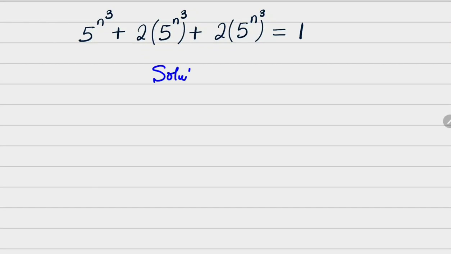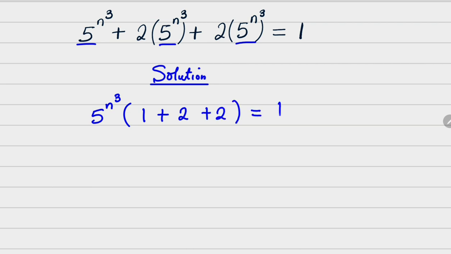So, with me here, we have a very interesting Olympiad question. We'll be solving it together. Now, what you need to do here, since you have 5 raised to power n raised to power 3 and you have the same thing here, you factorize. So, factorize, we are going to have 5 raised to power 1. Okay, this is what we have. Now, this will now be 1, plus we have 2, then plus 2, all close the bracket, is equal to 1.